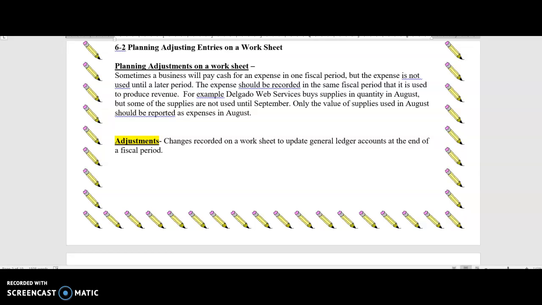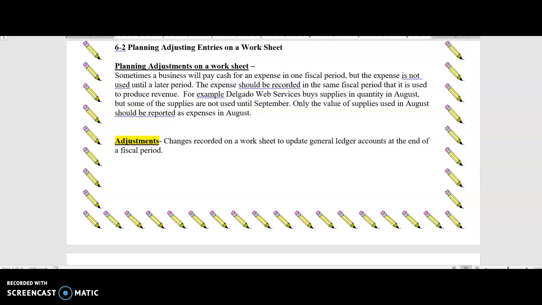This video is going to show us how to do 6-2, the planning for adjustment entries on a worksheet. So basically, when a business pays cash for an expense in one fiscal period, but the expense is not used until a later period, we have to make what is called an adjustment. So the expense should be recorded in the same fiscal period that it's used to produce revenue.